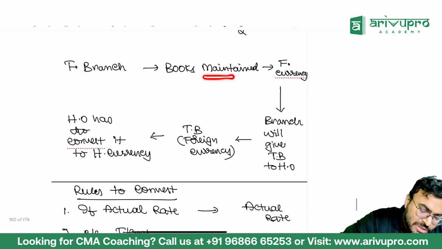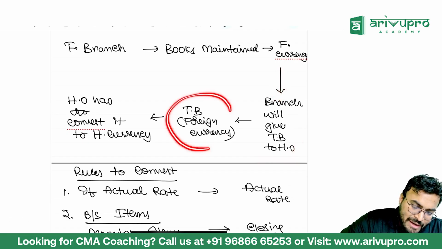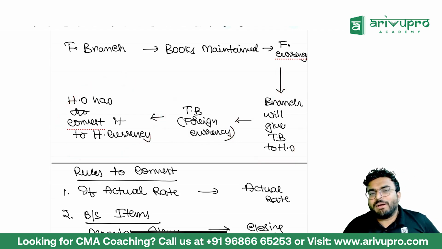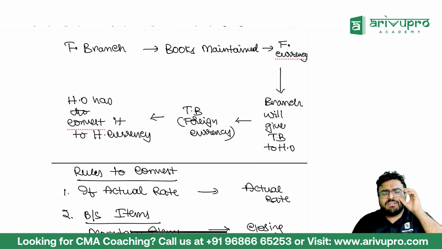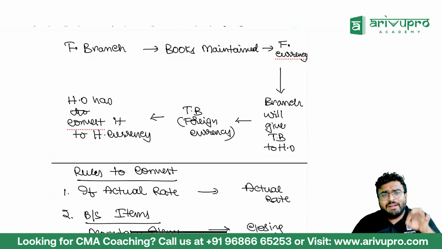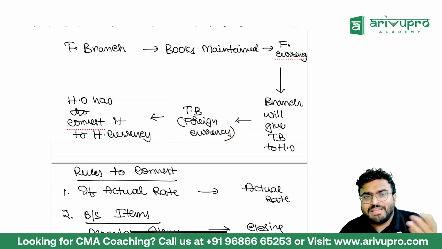Now, foreign branch. Foreign branch books are maintained in foreign currency. Branch will give the trial balance to head office. Trial balance will be in foreign currency. Now, head office has to convert it into home currency. Foreign branch, do you think someone sitting in Spain will maintain books of accounts in rupees? No, they will maintain the books of accounts in their currency only, euro. Then they will prepare their trial balance in euro. They will give you the trial balance and now you will convert that trial balance from euro to your home currency, that is your rupees.